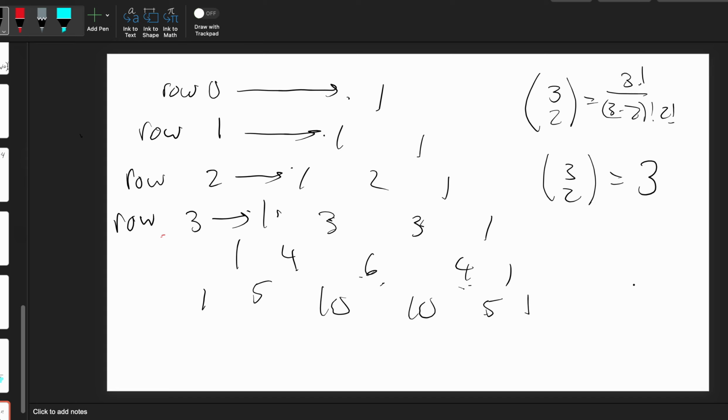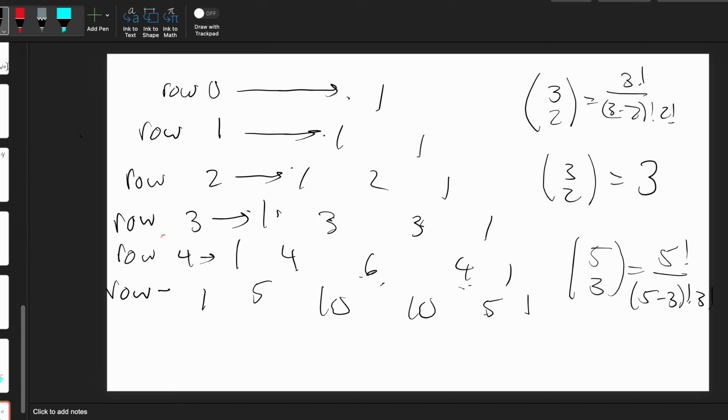That's great for small numbers, and it works for big numbers too. So let's say I wanted to do 5 choose 3. That's 5 factorial all over 5 minus 3 factorial, 3 factorial. Instead of doing that out, I'm just going to go to the 5th row. So this is row 4, this is row 5. Remember, always start counting at 0. 0, 1, 2, 3, 4, 5. Good.